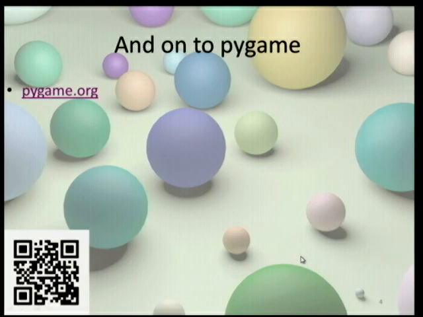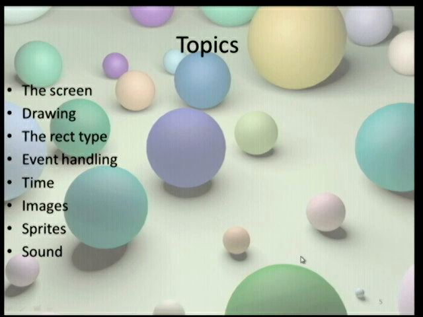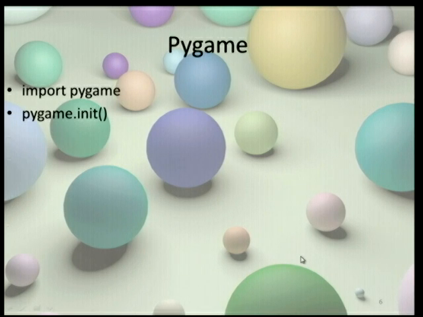So on to Pygame. You can download Pygame from pygame.org and just download the one for your version of Python. I'll be using Python 2.7 for mine. I'll be looking at the screen, drawing, the Rect type, event handling, time, images, sprites, and if I have the time, I'll look at sound as well.